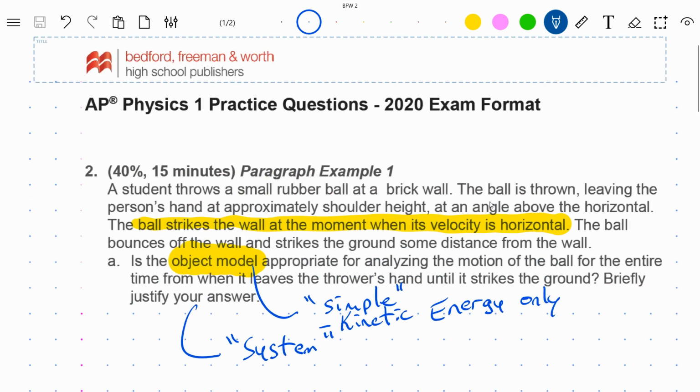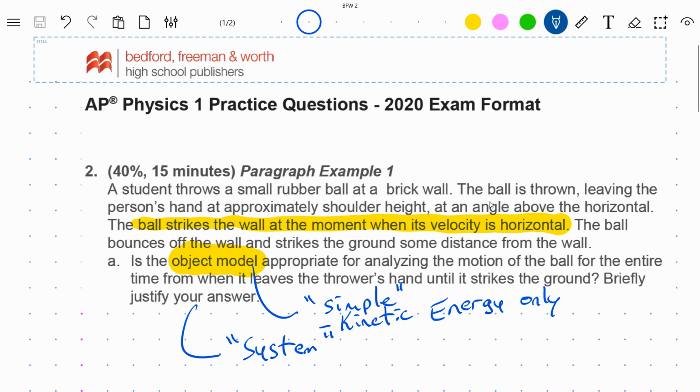So part A is asking us, is the object model appropriate for the entire motion, from when it was released by the thrower's hand until it strikes the ground? So what I'm thinking here is, if we were only considering the projectile motion, I would say absolutely yes. It doesn't matter if it was a ball or a block or a brick or a bicycle. If you're only considering the projectile motion of it, then it doesn't really matter what it's made out of or what's going on inside of that object. So for projectile motion, the object model is fine.